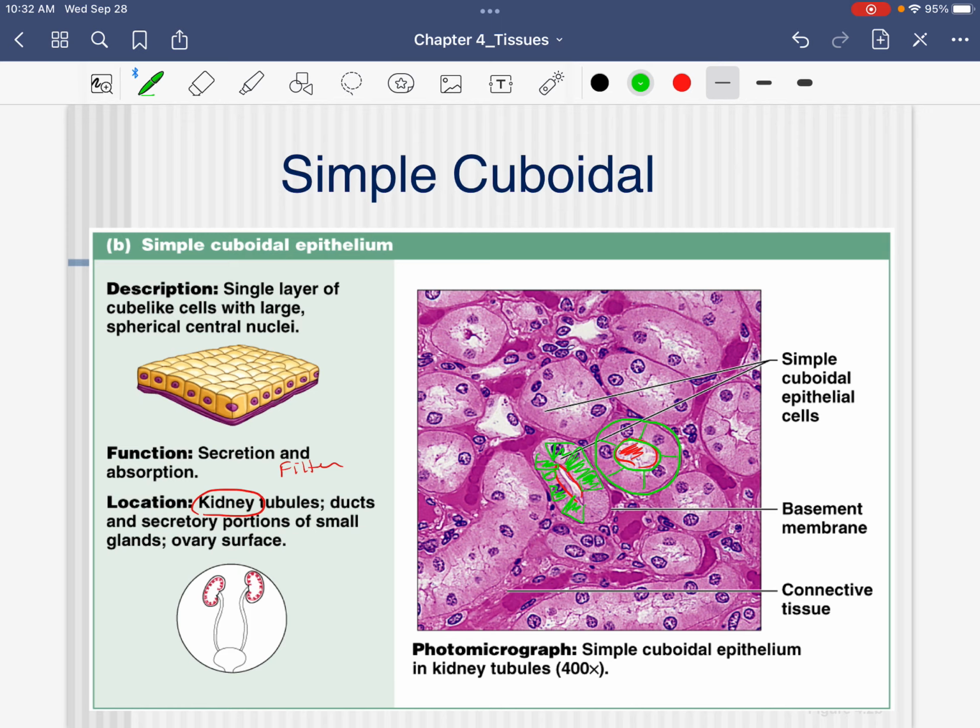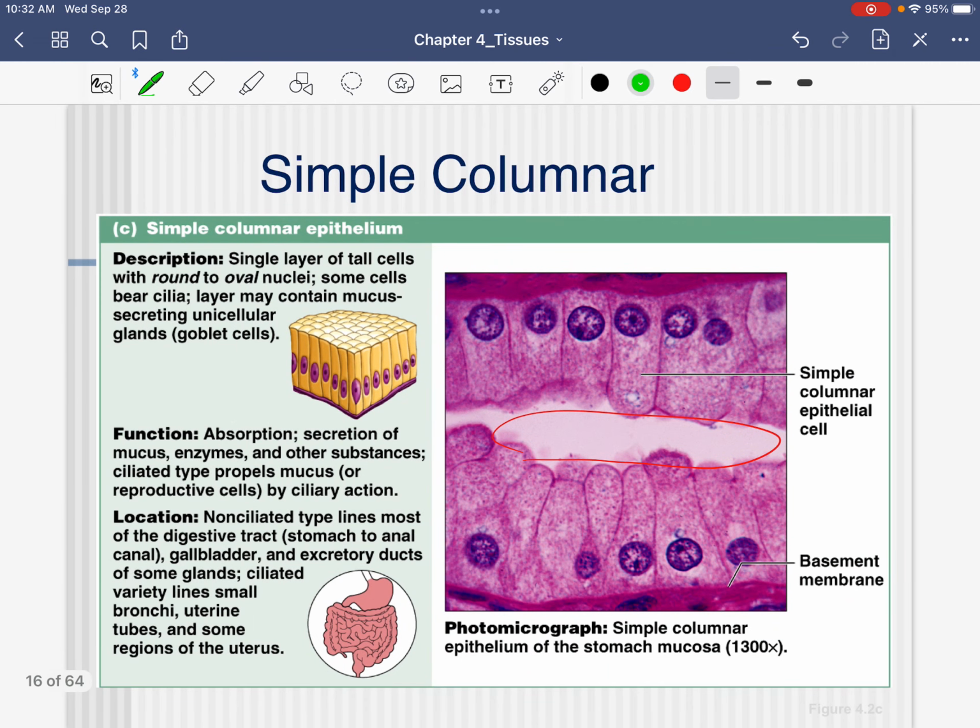Good. Simple columnar, one layer of column-shaped cells. One place where we find it is in the GI tract. We're going to be pretty simple. One function is absorption, because one function of the GI tract is absorption of nutrients or water. One layer of column-shaped cells facing the free space.